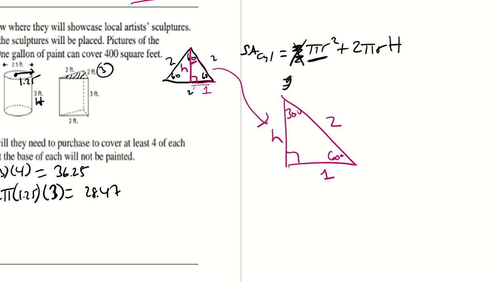So remember, in a 30, 60, 90 triangle, you have x, x square root of 3, and 2x. I call it a, so a, a square root of 3, and then 2a. Well, in this case, a is 1. You can see that. And so h is going to be 1 times square root of 3. So we can easily compare that. So h is equal to square root of 3.